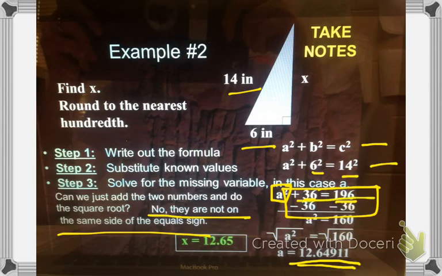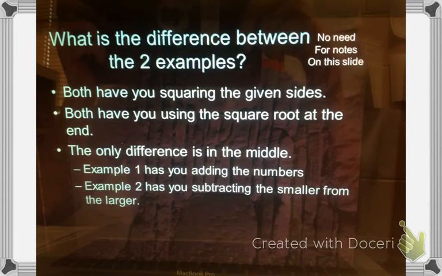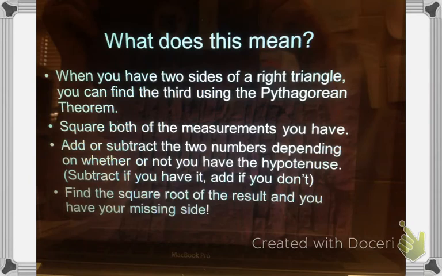Basically, that one step right here, that minus 36 on both sides, the reason is because we knew the hypotenuse and we knew one of the sides. We had it on the opposite side of the equal sign, okay? The other side of the equal sign. All right. What does this mean?